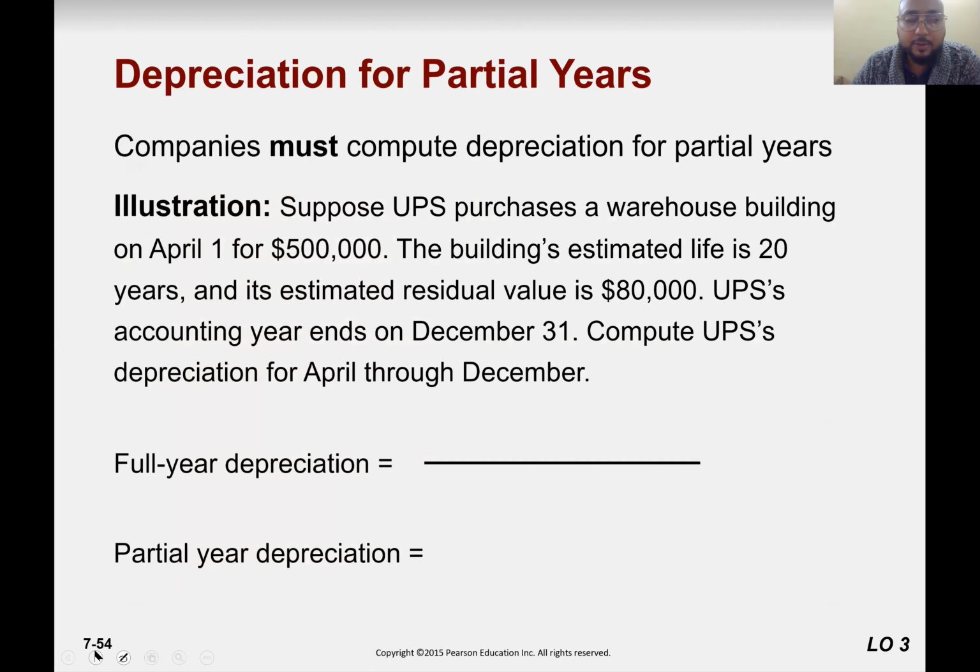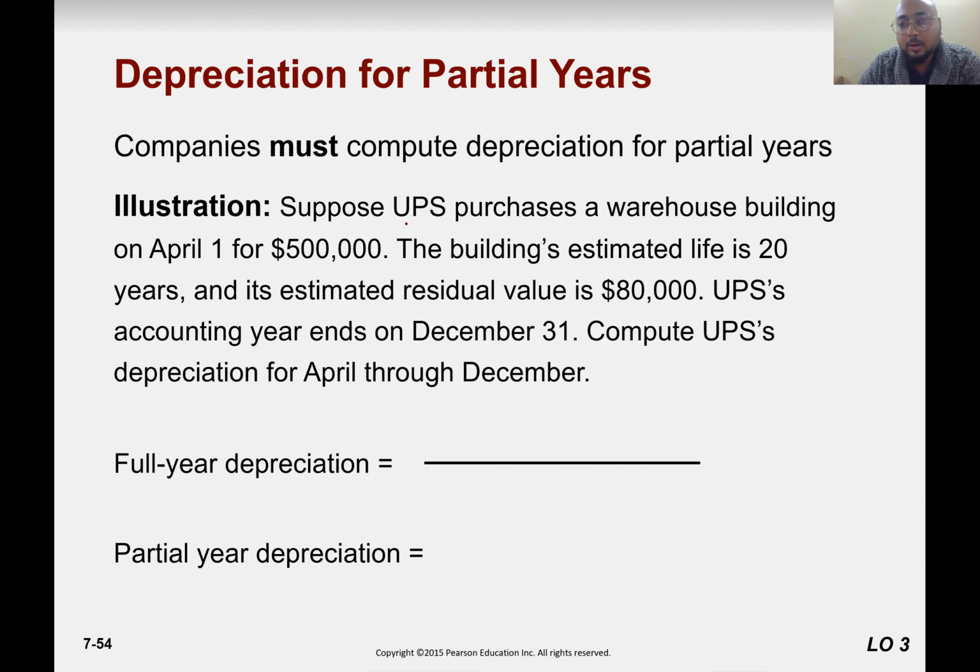So depreciation for the partial year. After covering this topic, we will be stopping our discussion here, and the rest of the stuff we will do in our next class. So we are going to base our discussion on depreciation for the partial year. So let's just talk about this. If we want to calculate the depreciation for a partial year, let's see the illustration here.